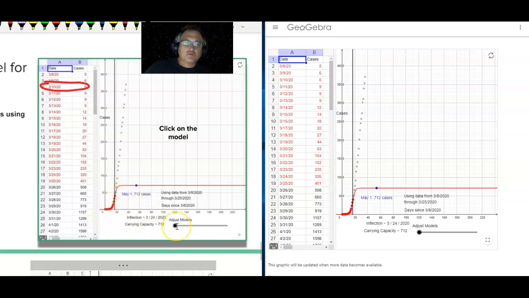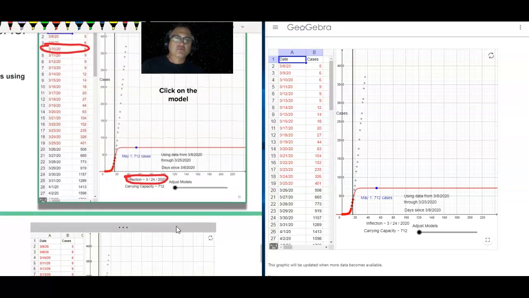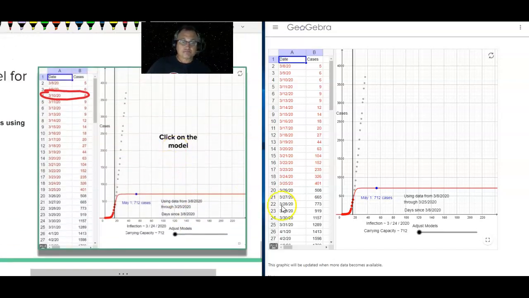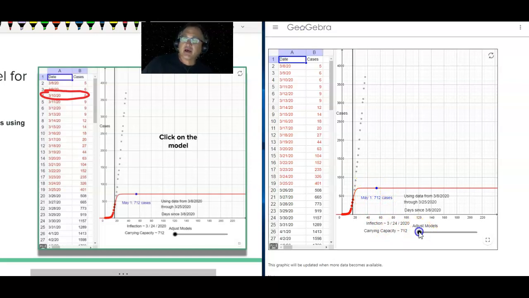All right, now here's where you're going to be looking. Here it says if the point of inflection had been March the 24th, then we could have predicted that the number of cases in Arizona would have been around 712, right? But unfortunately, at that point, that was not the point of inflection. So what we do over here is, as I take this slider and start moving it out, it readjusts the logistic curve based on the point of inflection.